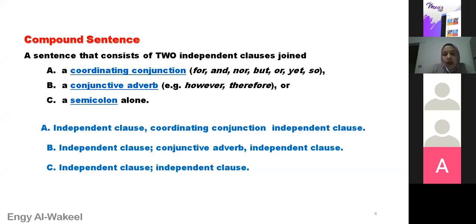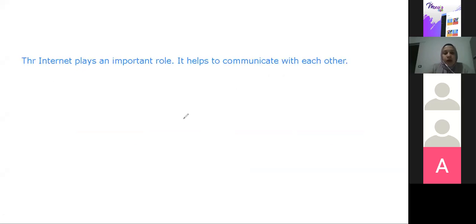Okay, how can I apply this information on my sentence now? Let's see. Let's take the first one, which is the FANBOYS. One of the FANBOYS, which is for, and, nor and so on. How can I combine or join these two sentences together with one of the FANBOYS to have a compound sentence? So instead of having two simple sentences, I will have one sentence with a higher level of writing, which is a compound one, by using one of the FANBOYS.